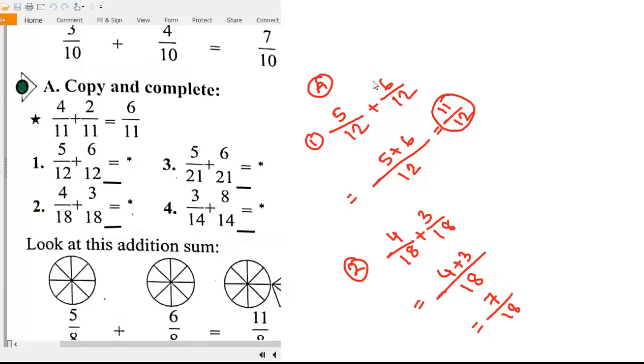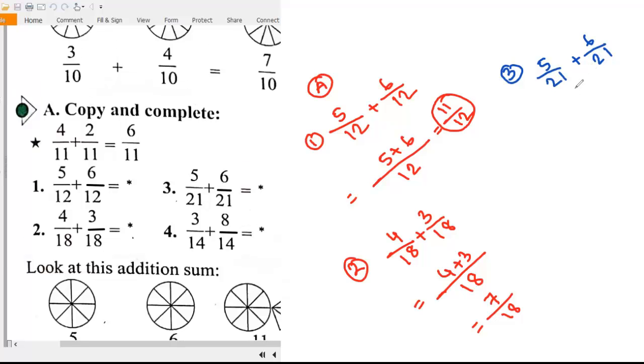Now number 3. Number 3 says 5 by 21 plus 6 by 21. Look at this. Both denominators are same. That means both fractions are like fractions, they have the same denominator. Then what will we do? We have to just add the numerators. So 5 plus 6. What is 5 plus 6? That will be 11. So 11 by 21 will be the final answer of number 3.